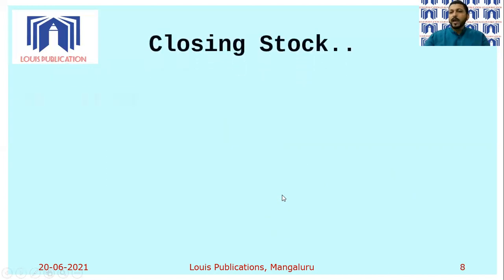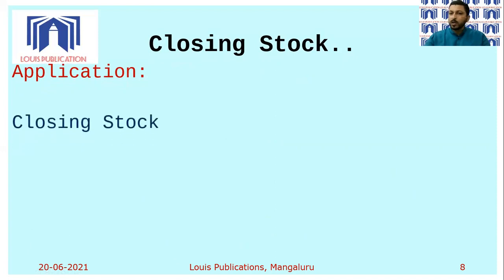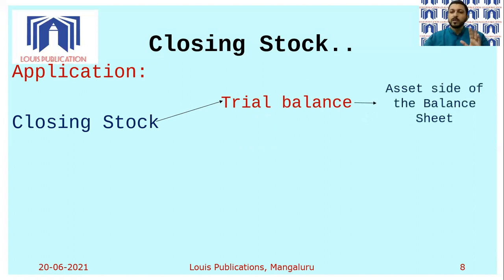Now, what is the application of closing stock? As we have learned, closing stock may either be given in the trial balance or may be given as an adjustment. Remember, for all trial balance items, you will give only one effect. And if closing stock appears in the trial balance, remember it is stock unsold, which will be sold next year. So closing stock, if given in the trial balance, will appear simply on the asset side of the balance sheet.